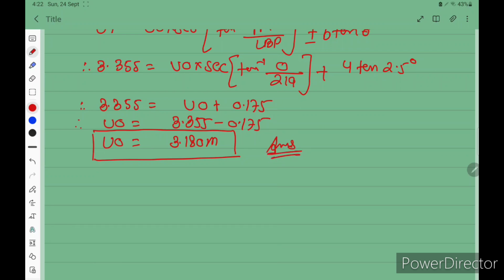So this is the type of blending numerical in the tankers cargo Chief Mate Phase 1. Hope you understand these two numericals, and best of luck for your exams.